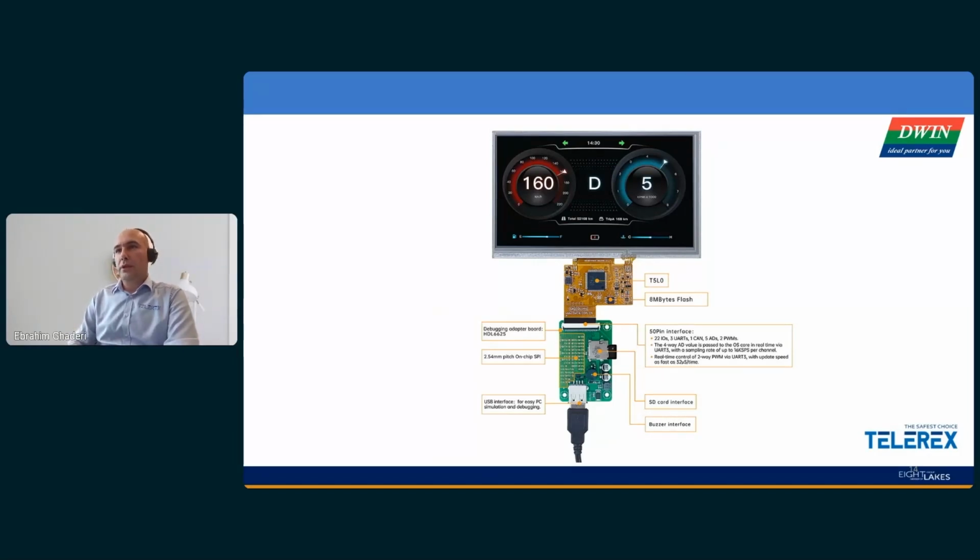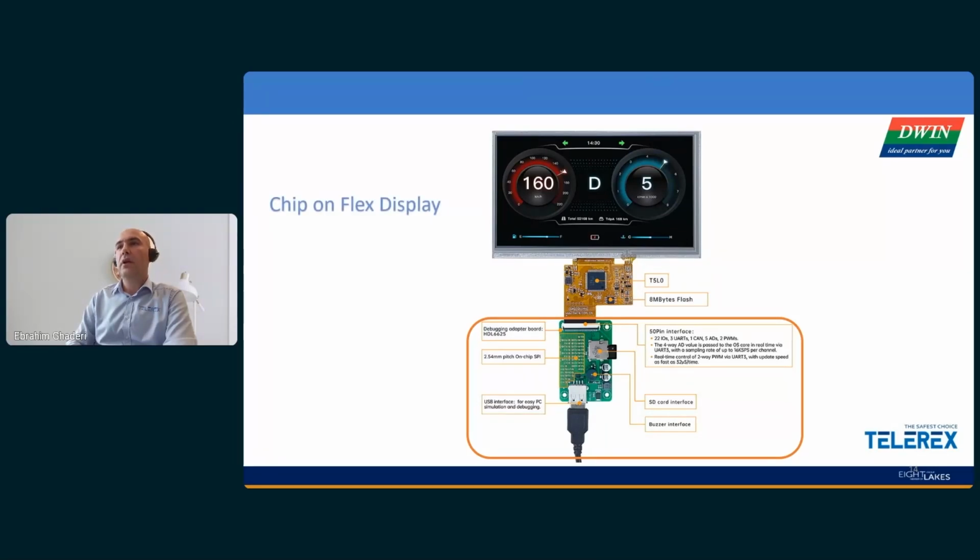So basically, with the COF displays, which means chip-on-flex type of displays, you will have only the display with the flex, with the chip assembled on the flex. The yellow part, you will need to have it to program the files generated by DGUS to the display itself.